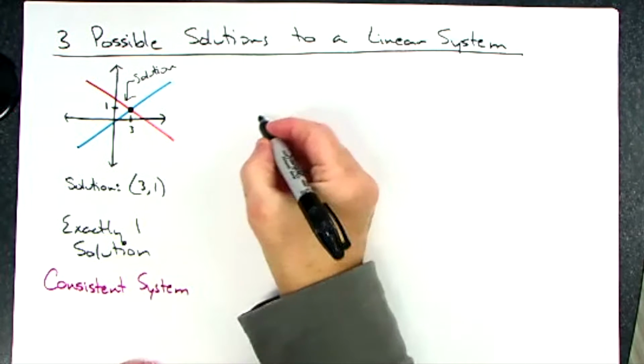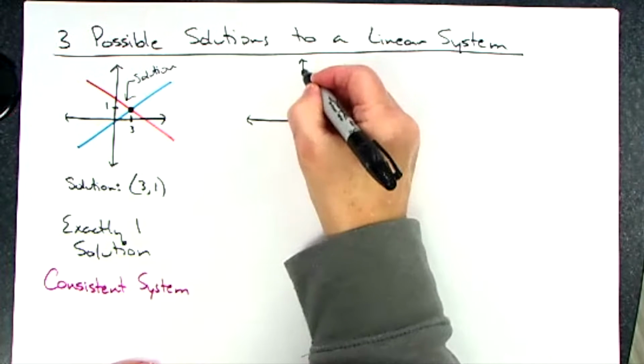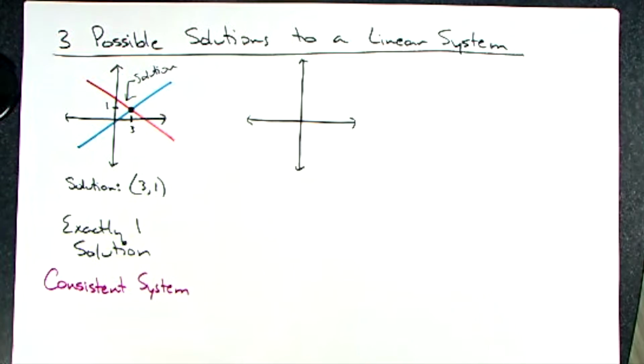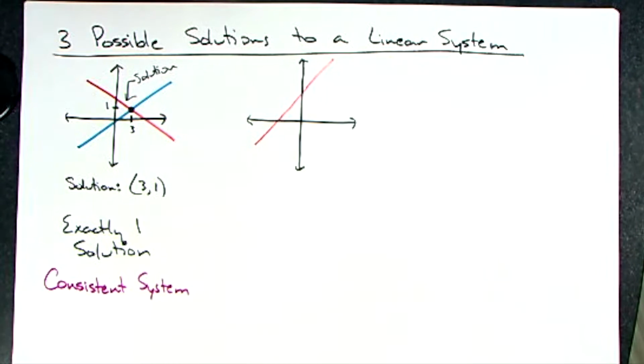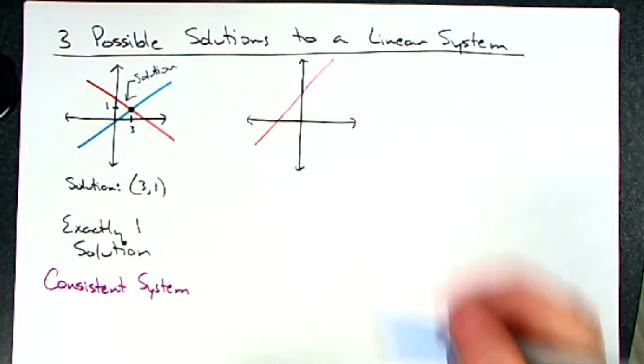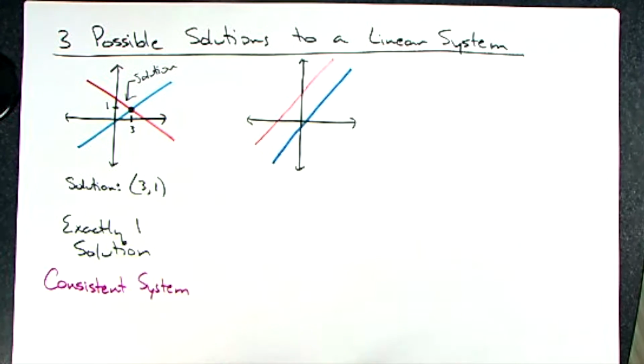Okay. Now, second possible choice. Since we just got done doing parallel and perpendicular lines, it makes sense that I could graph one of the lines and maybe it shows up right there. And then maybe when I go to graph the second line, it has the same slope but different y-intercept, and it turns out to be parallel. All right, so that would be parallel lines.